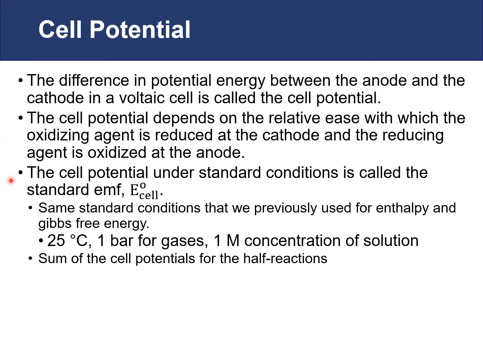The cell potential under standard conditions is called the standard EMF, or electromotive force, and will be represented with a variable E cell. Again, a superscript naught is used to denote that we're working under standard conditions. The standard conditions for an electrochemical cell are the same as the standard conditions that we were using when we were talking about enthalpy and Gibbs free energy, that being 25 degrees Celsius, 1 bar of pressure for gas, 1 mole per liter for concentrations of solutions. To figure out the standard electromotive force for an entire setup, we will be summing the cell potentials for the individual half reactions.